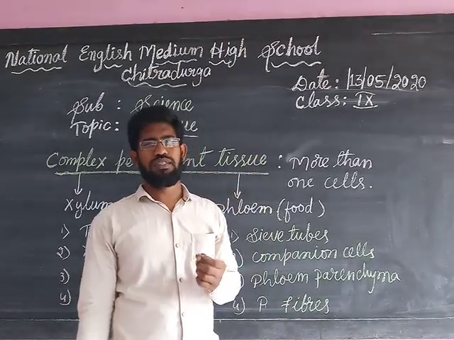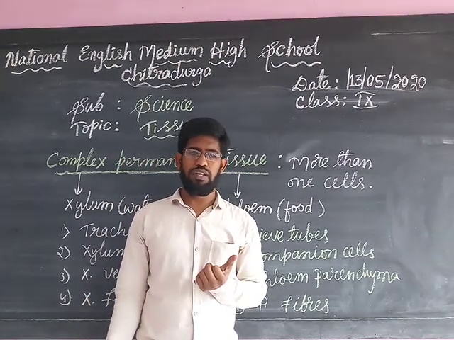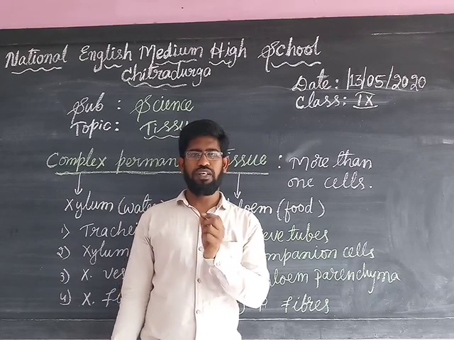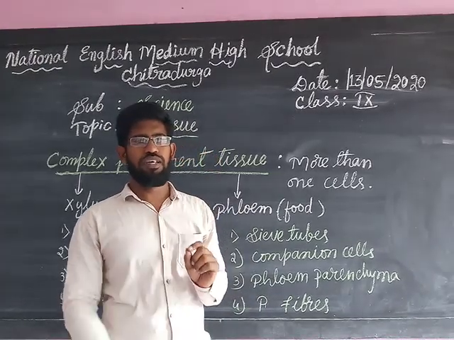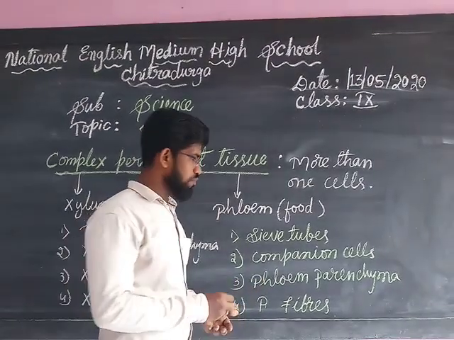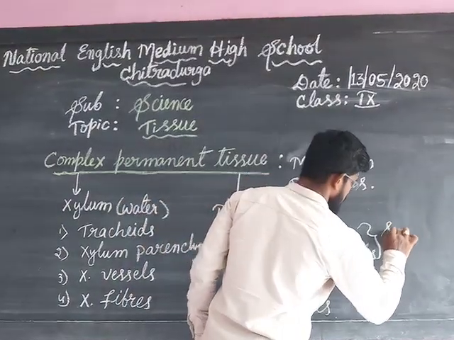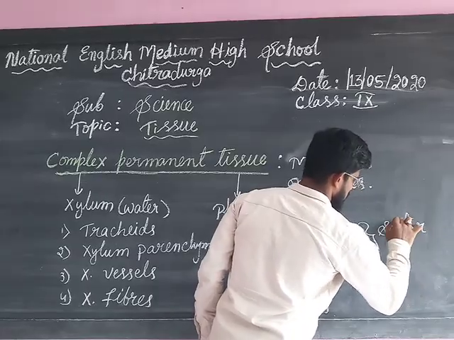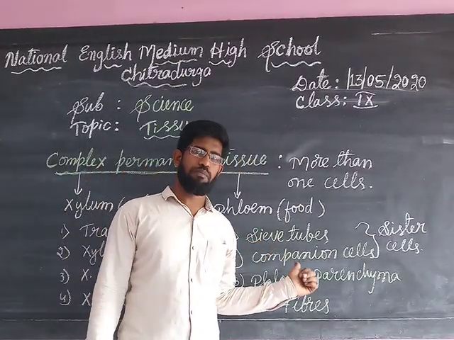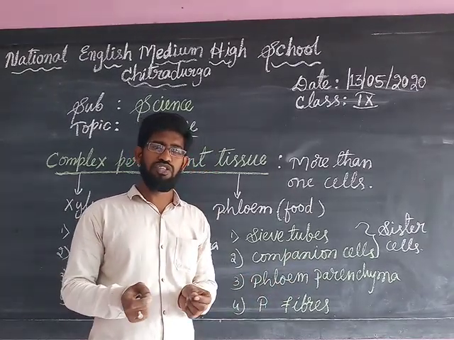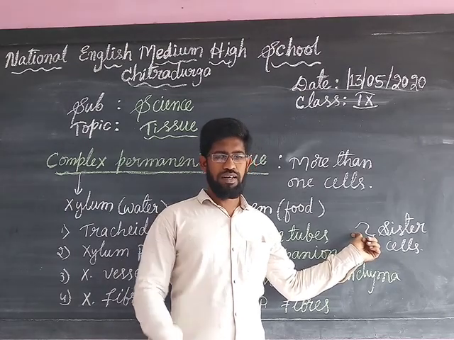You saw how the xylem with all its elements conducts the water from the roots to the leaf part, and the phloem conducts the food from the leaf part to the other parts of the plant body in both directions. Understand? In the phloem, the sieve tubes and companion cells together perform the function of conducting food. Hence, they are called sister cells. Just as sisters stay together with each other, sieve tubes and companion cells give support to each other and conduct the food from the leaf part to the other parts of the plant body in both directions.